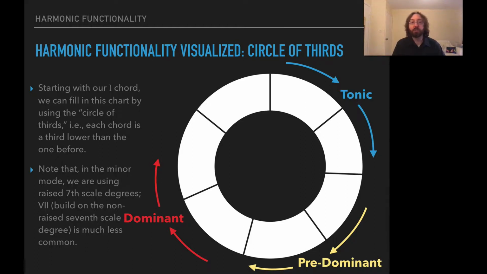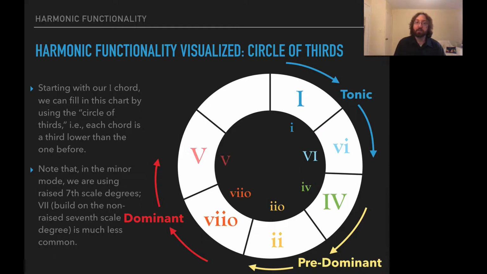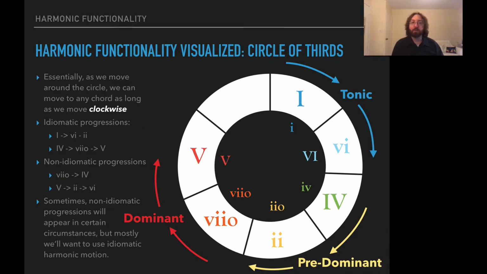In other words, each chord is a third lower than the one before. So we could start with 1, either in major or minor. Major is in the circle, minor is inside the circle, but it works the same either way. That we then go down to 6, then down to 4, then down to 2, then down to 7, then down to 5, and then we see that we've almost completed the circle of thirds. We're going to get to that hybrid chord in just a second.